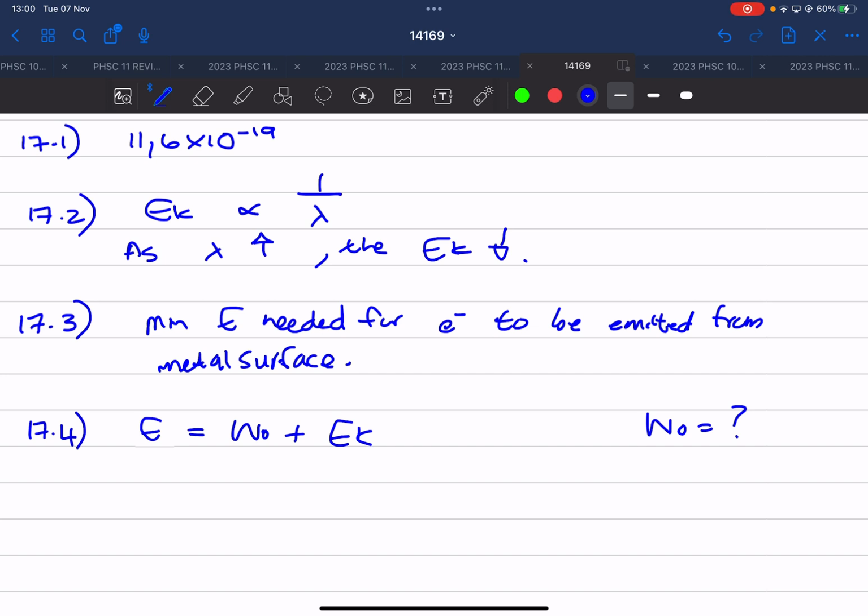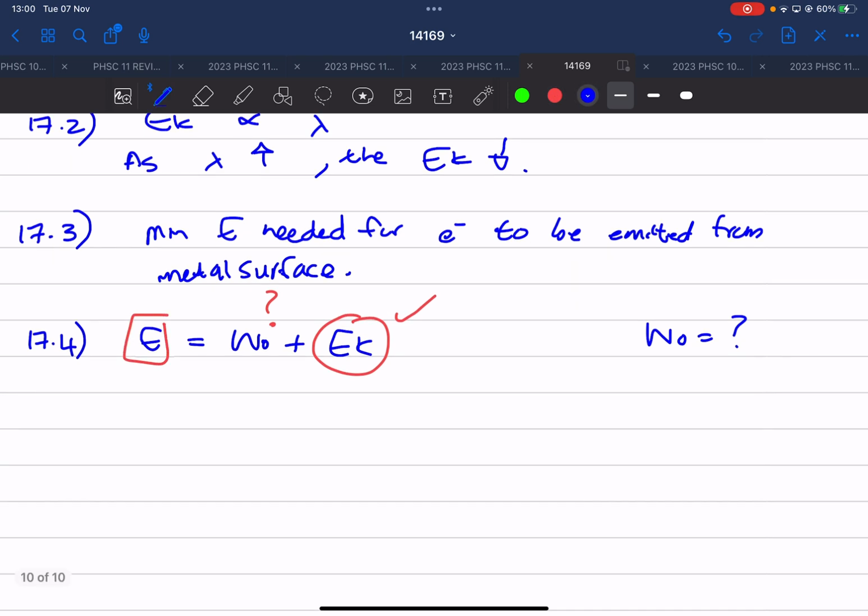Okay, let's check quickly today. Kinetic energy we can find, right? Okay, work function is the question. What is there again? E equals h times f. But nowhere in our question do we have f. What we have is wavelength. Okay, but we also have this formula, h times c over wavelength.